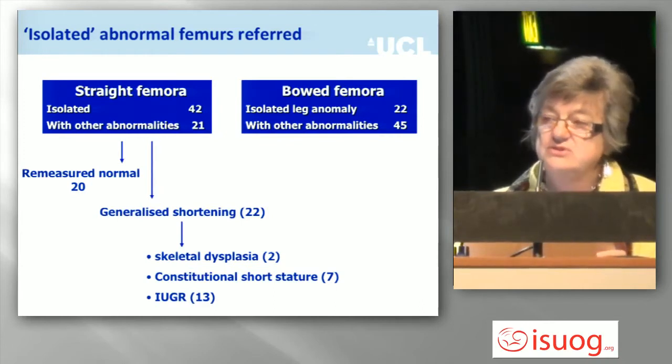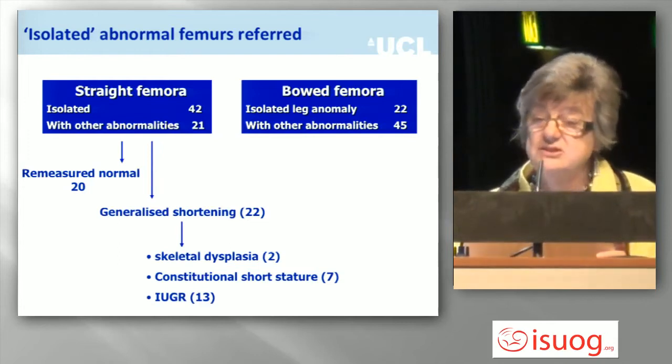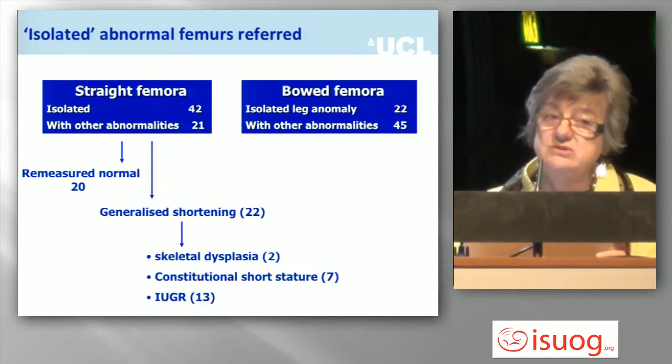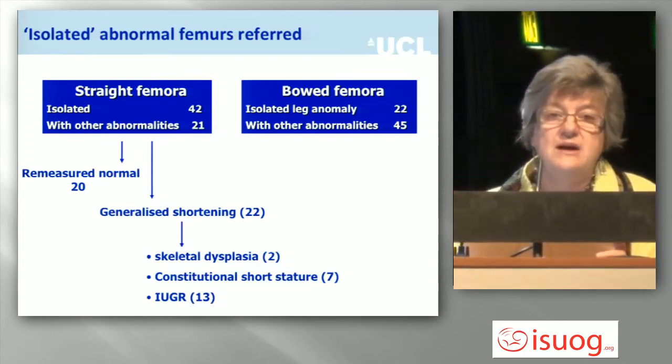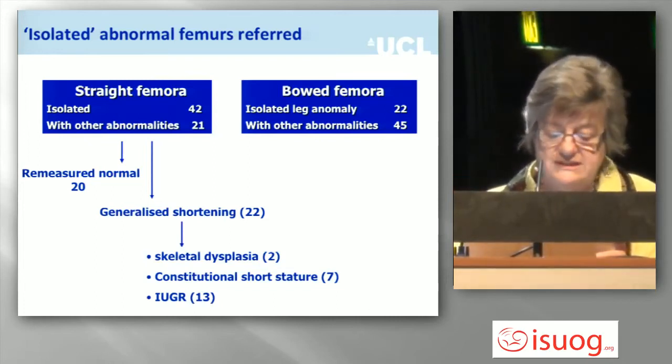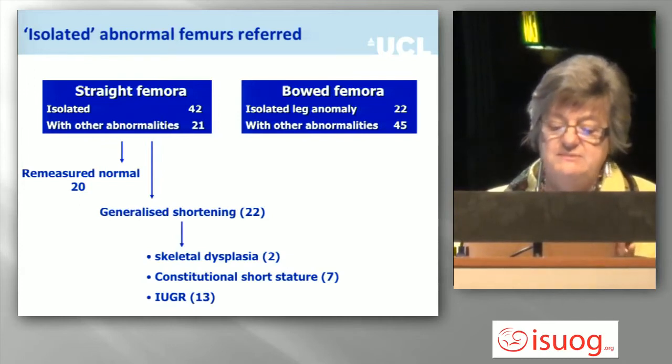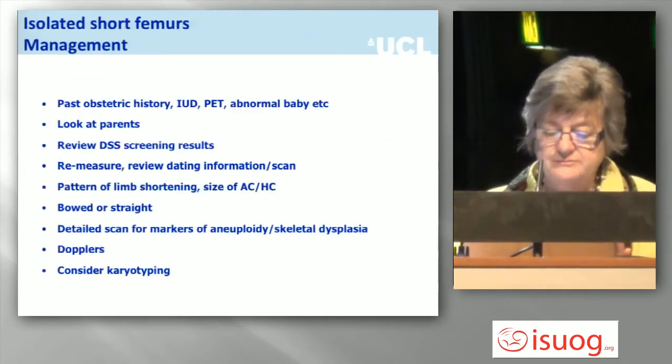Seven had constitutional short stature, which emphasises the need to look carefully at the parents and to do serial scanning to make sure that these babies' limbs are growing at a normal rate, albeit along a line maybe below the 5th or the 3rd centile. The majority of these babies with isolated short femurs, in actual fact, had IUGR.